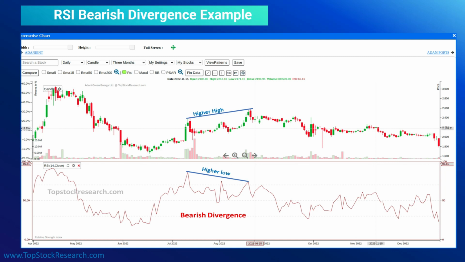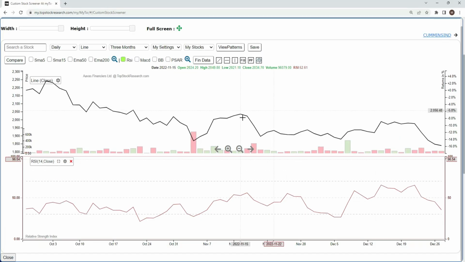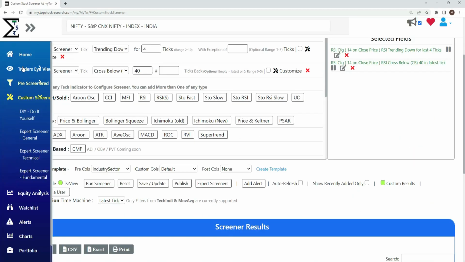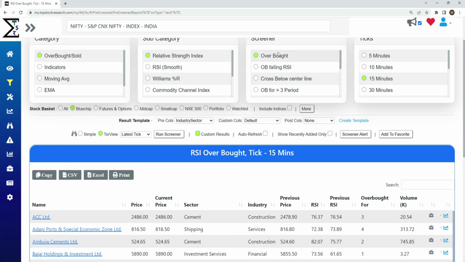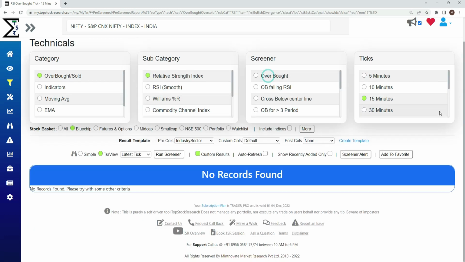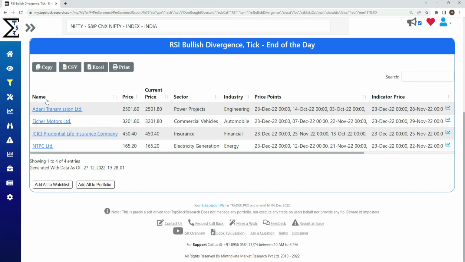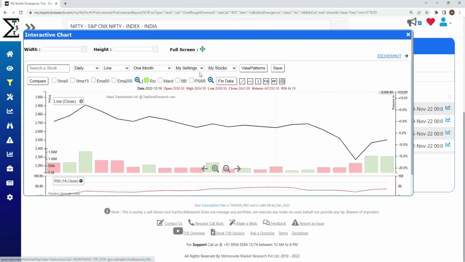Now, how can TopStockResearch help you? We have a divergence screener. If you look at the bullish divergence over here, let's say on a daily time frame, these are a few stocks which have formed bullish divergence. Let's see how those divergences are formed.